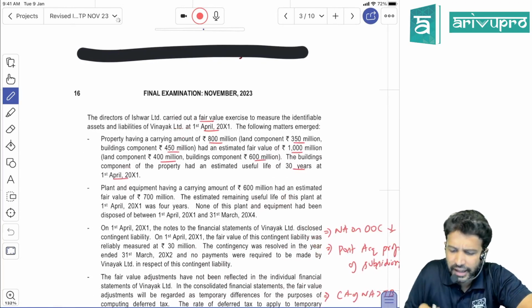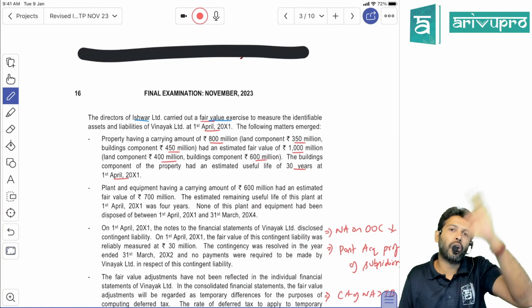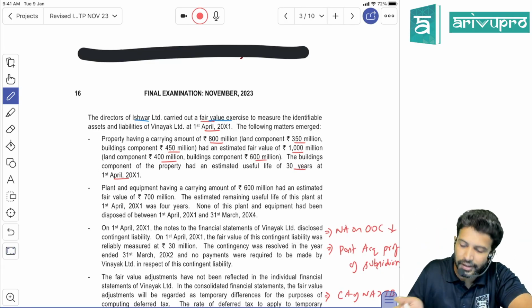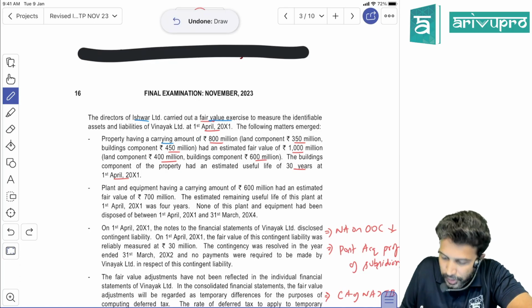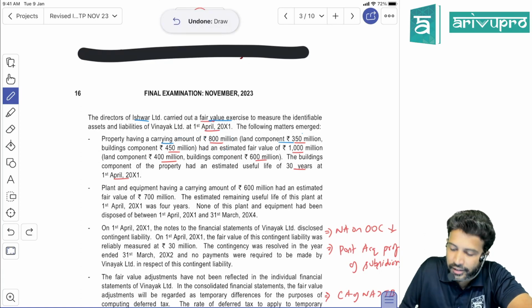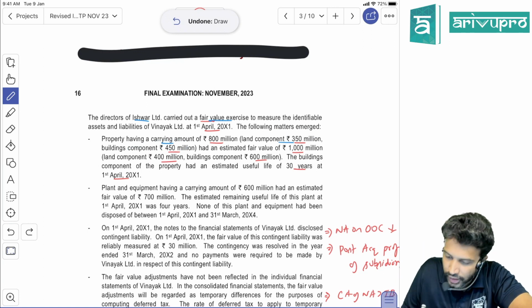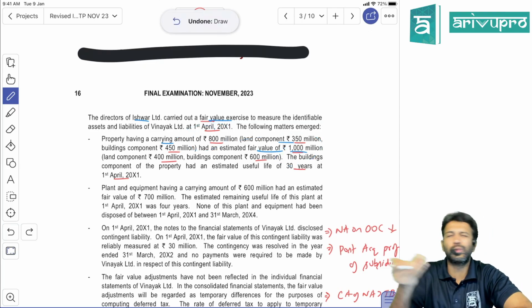Great. Next, they have given that the directors of Ishwar Limited carried out a fair value exercise. We know Ind AS 103 says that all the net assets of the subsidiary have to be taken at fair value on the date of control. So they have done a fair value exercise and called out a few things. Property, one asset, carrying amount is 800 million. This particular property has a land component and a building component. Total is 800. In this 800, 350 million relates to the carrying amount of land and 450 to the carrying amount of building. That is the carrying amount they've given, but we need fair value. It had an estimated fair value of 1,000 million. Carrying amount is 800, but fair value is 1,000. So we do this as fair value adjustments.